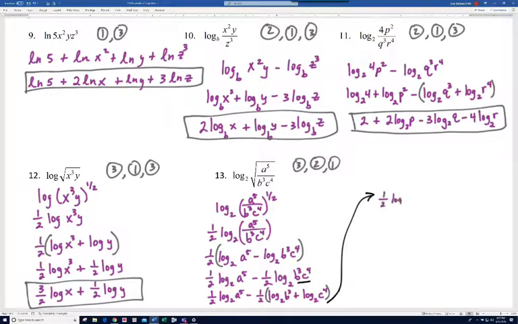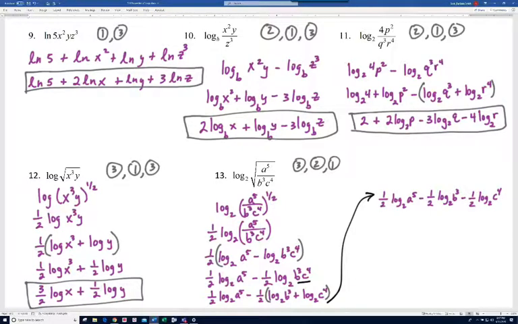So we're going to end up with 1/2 the log base 2 of a to the 5th minus 1/2 the log base 2 of b to the 3rd minus 1/2 the log base 2 of c to the 4th. Now you may have taken a little bit of a shortcut and skipped one or two of these steps, but you just have to be really careful when you do that. We're going back to the power rule again, because we have all these powers that we can pull out front.